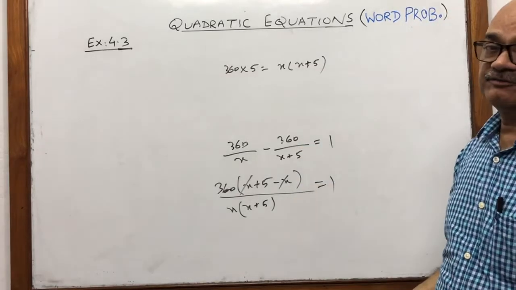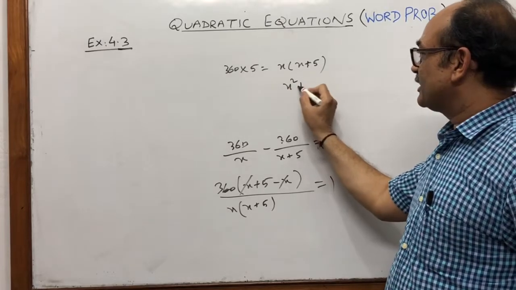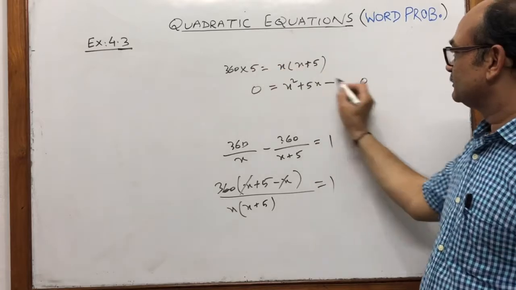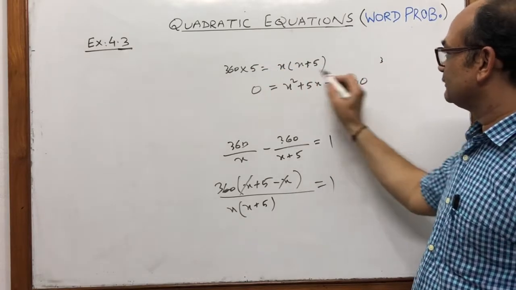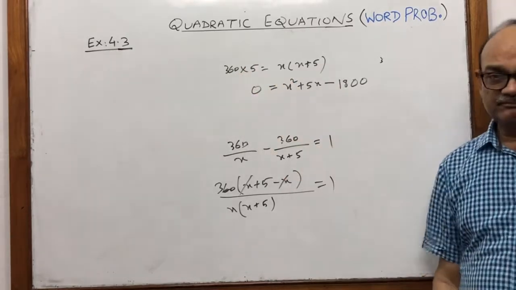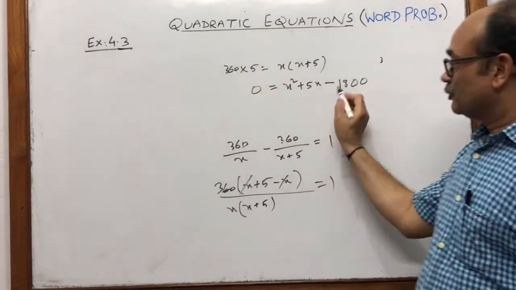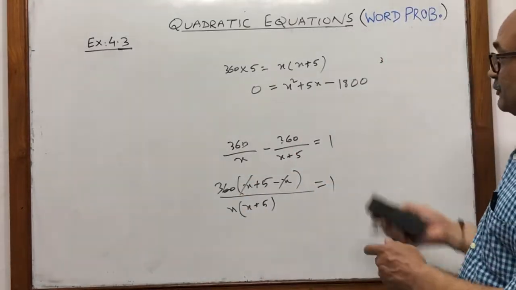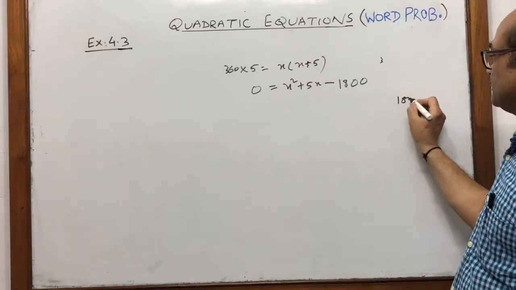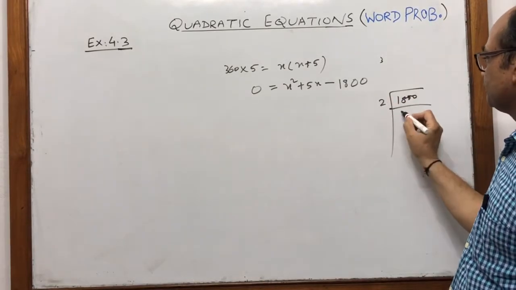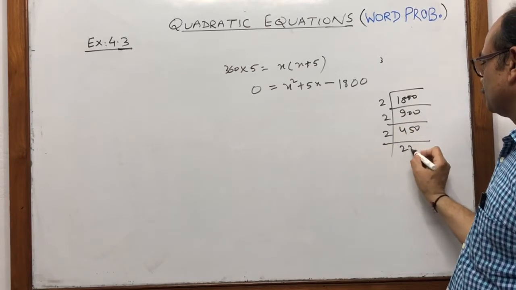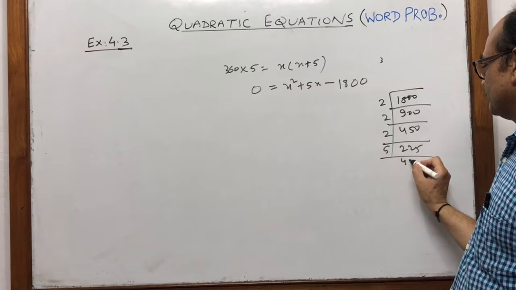Now form the quadratic equation. You know very well, x square plus 5x minus 1800 equals 0. Check it again. 5 3 15, 30, 1800. Now factorize 1800 such that you will have 5 as a sum of two numbers. So simple factorization is putting the middle term. 900, 450, 2, 225, 5, 45.